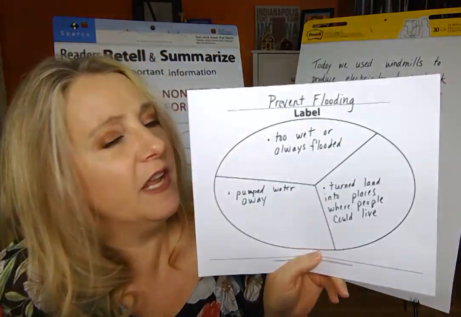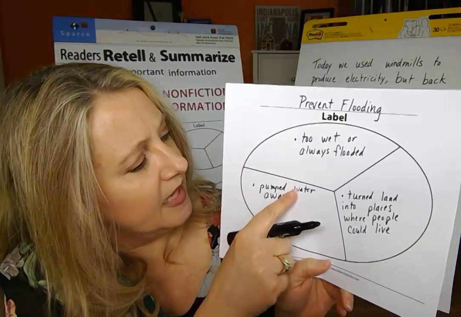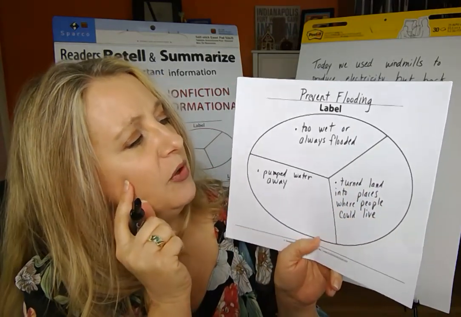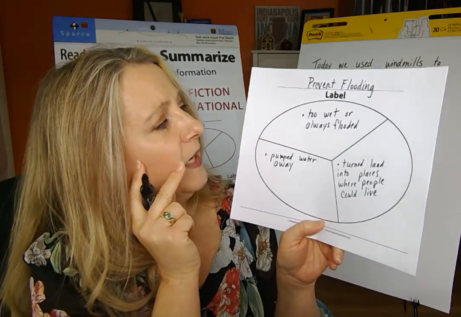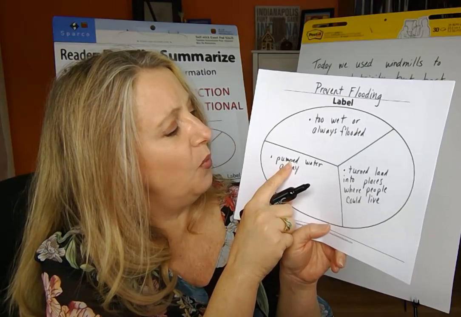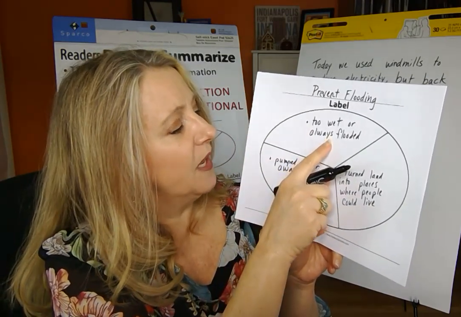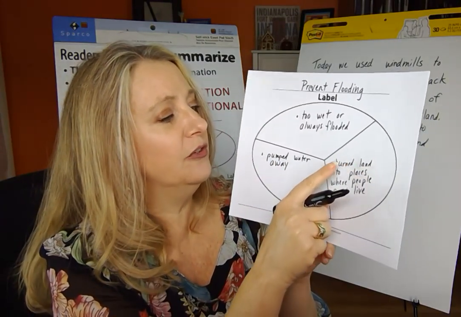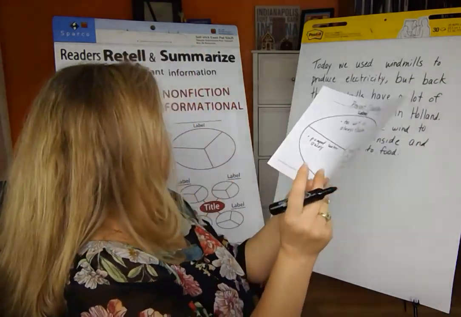Okay, so now prevent flooding. It's too wet. It always flooded. They pumped the water away. They turned the land into places where people could live. So how could I combine this together? Let's see. If the land was always flooded, they could pump water away with the windmill. Okay, so if the land was always flooded, the windmill pumped water away and turned the land into places where people could live. Well, let's try that.